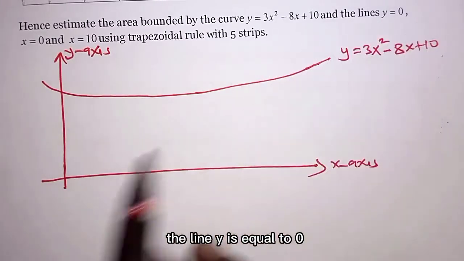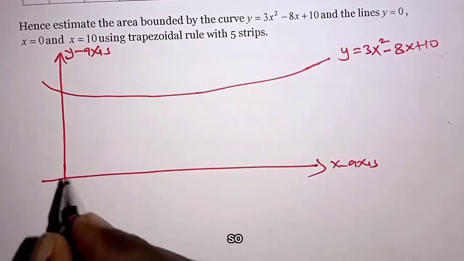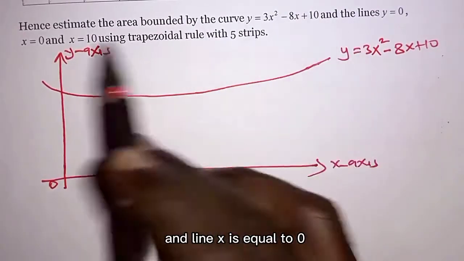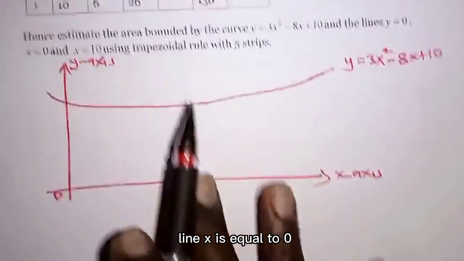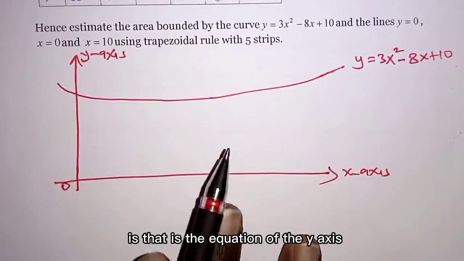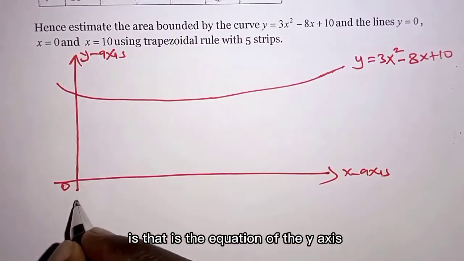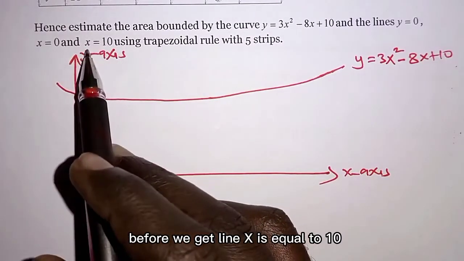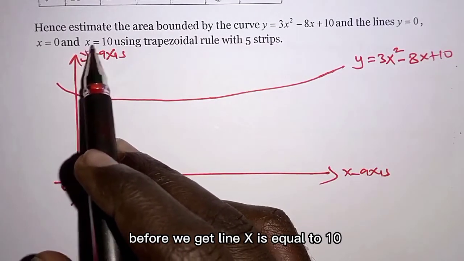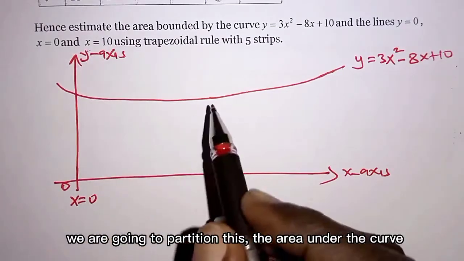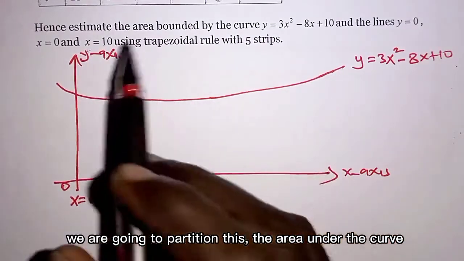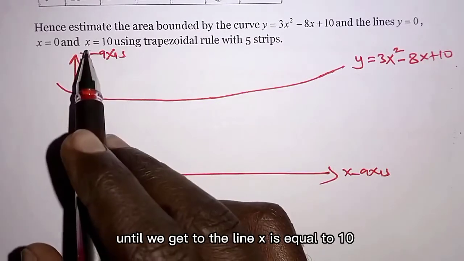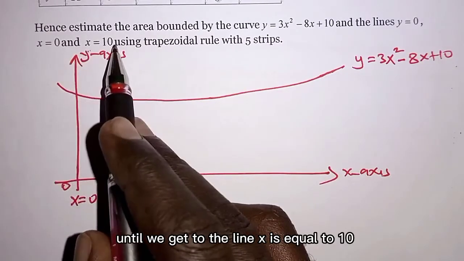Now we're going to look for the area bounded by the curve, the line y = 0, that is the x-axis. So this is the origin. And line x = 0, that is the equation of the y-axis. So here, x = 0. Before we get to line x = 10, we are going to partition the area under the curve into different trapezia until we get to the line x = 10.